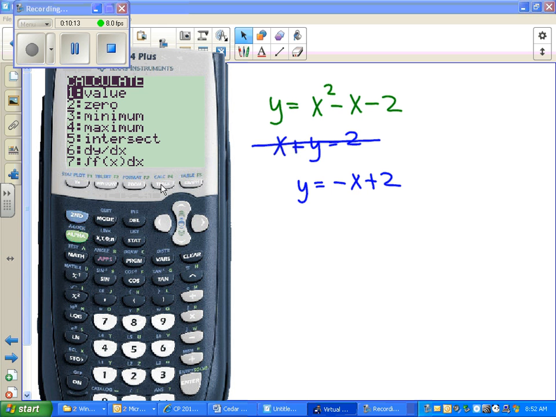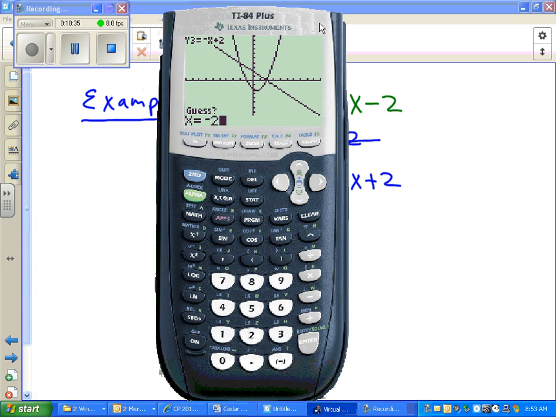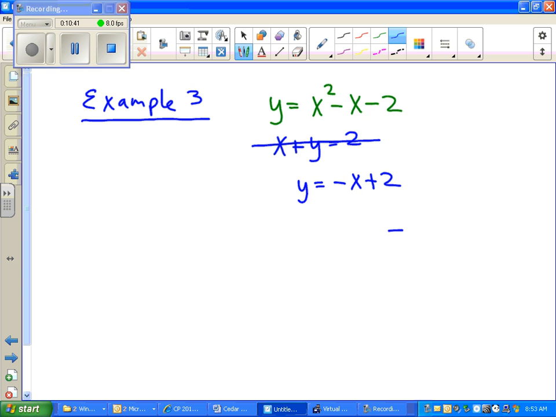Second, trace, which is the calculate menu. I want to calculate an intersection, which is 5. Is this my first curve? Enter for yes. Is that my second curve? Enter for yes. What's my guess? Let's try the left intersection side. Negative 1, negative 2. Okay, so I'll type in negative 2 as my guess. All right, and I was right. The intersection was negative 2 and 4. So I'll write that down. That's one answer.